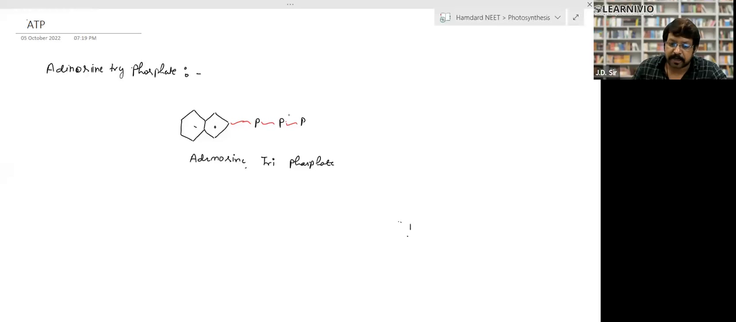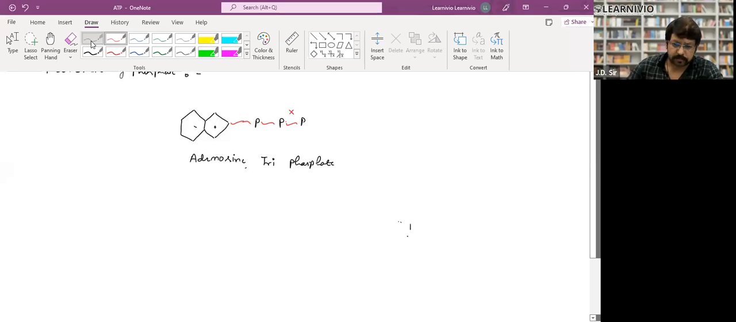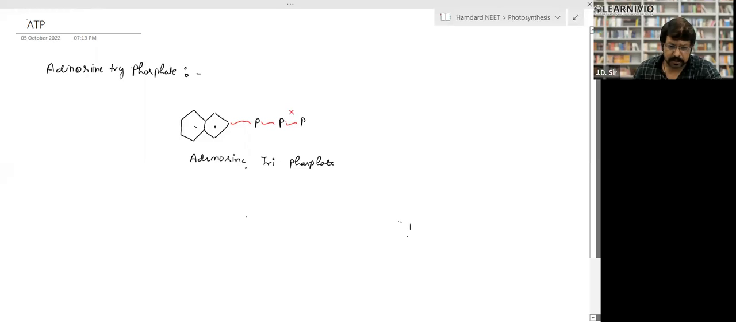When these bonds break down, what happens? The energy is released, right? This is ATP. The energy gets accumulated with the help of the ATP molecule. Suppose I have started some physical or mental work, any kind of work. Whenever I start the work, these ATP molecules break down into ADP molecules. One bond breaks down.